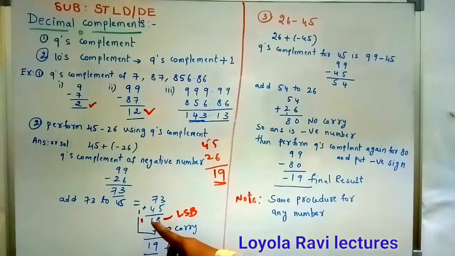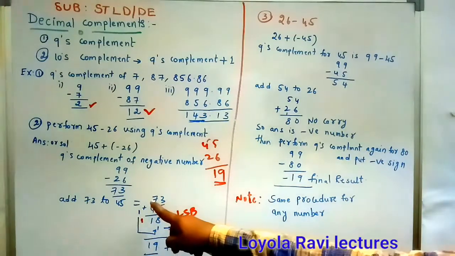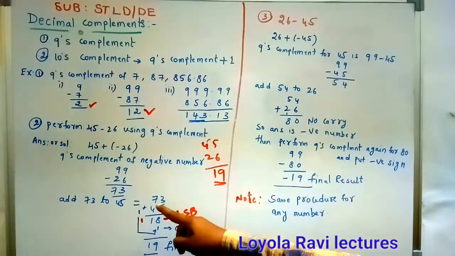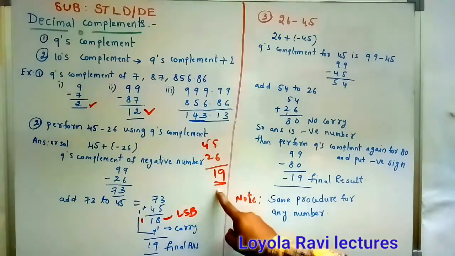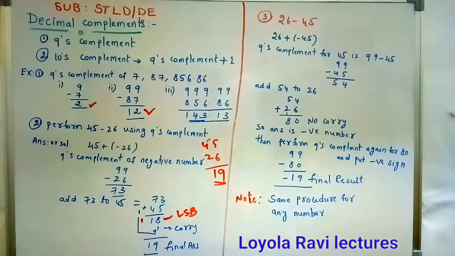This 18 is not our final result, otherwise 118 is not our final result. Here we are using only two digits. If the result is a 3-bit number, the third bit is the carry, and that we have to add to the LSB, the least significant bit. This is called end around carry. This carry we have to add. Okay, 19 is the final result. What is our result? 19. Okay, this is correct. We can verify ourselves, no problem.